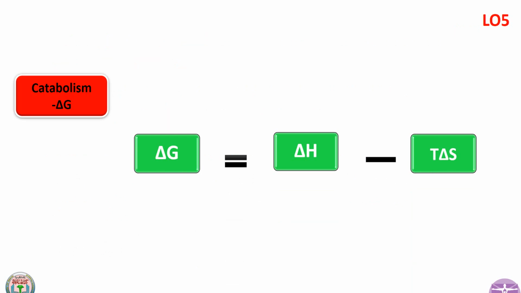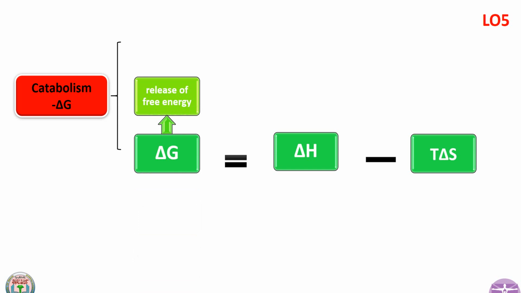In catabolism, as we said, it is a reductive process. It is a conversion of large molecules into smaller molecules, in which the products release energy. So because of the release of energy, the process is spontaneous, and the delta G will be negative.